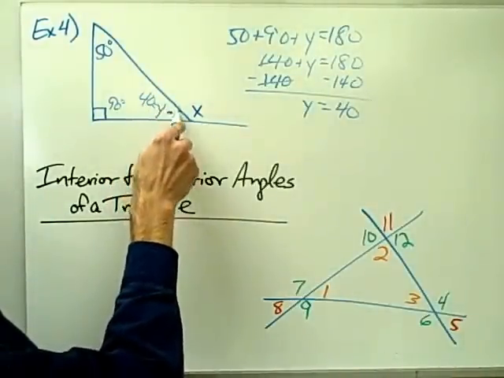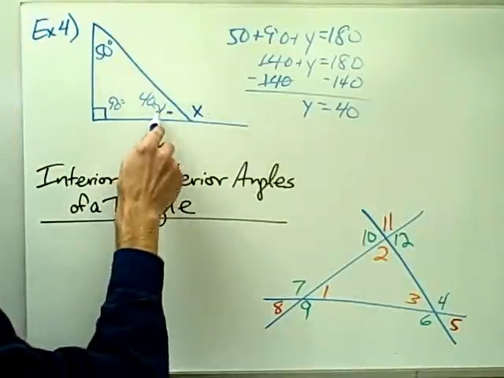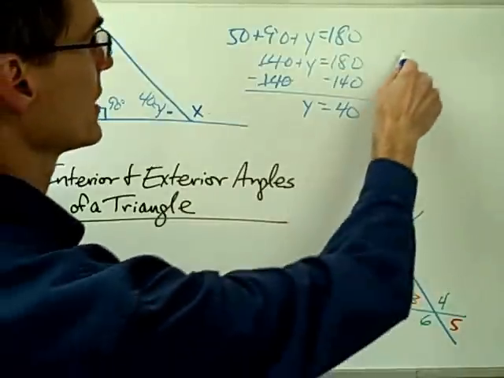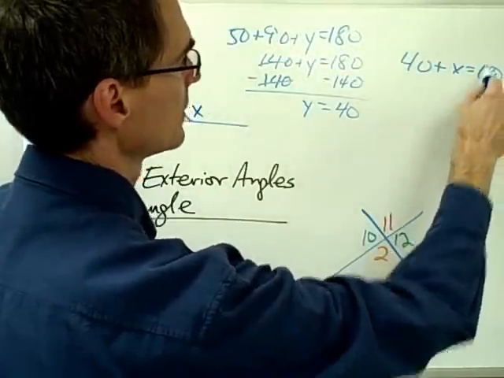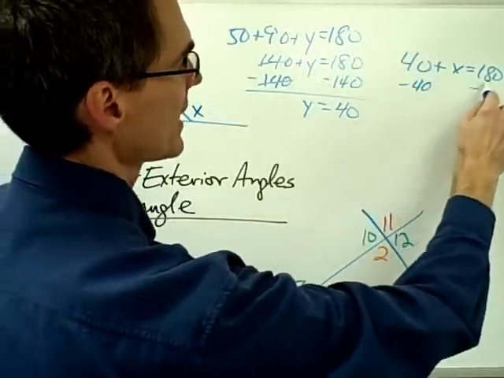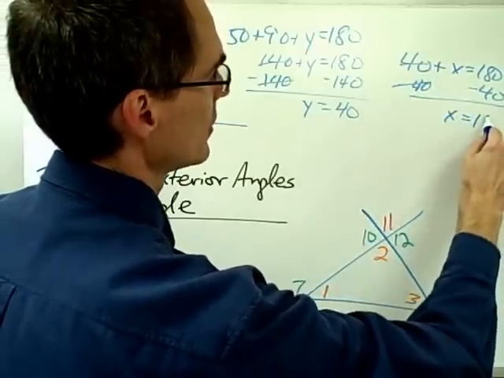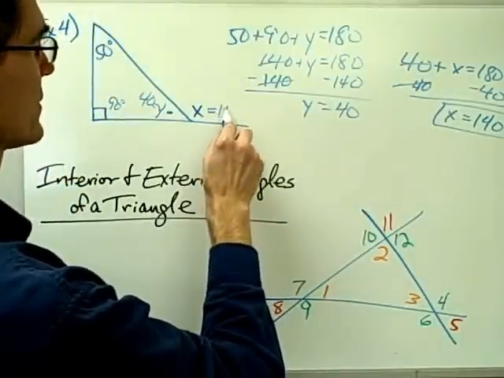Well, notice that this angle and this angle form a linear pair. So I know that the sum of these two angles must be 180 degrees. So I can say 40 plus x equals 180. Subtract 40 from both sides. And that gives me x equals 140. So now I know the value of x is 140.